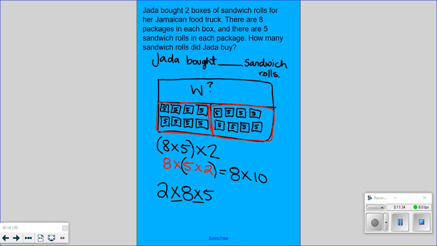Do those two sides of my equal sign look the same? Are they worth the same? Yeah. All right, Heidi, now we got 8 times 10. What's 8 times 10 worth? 80. We just solved it.